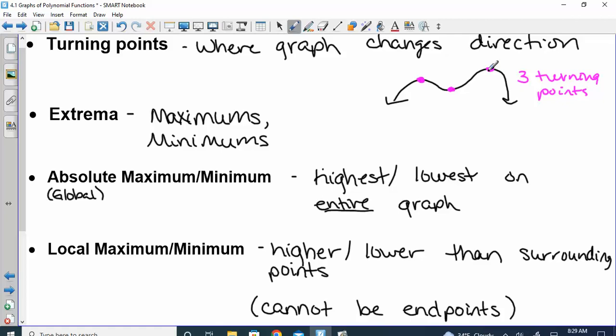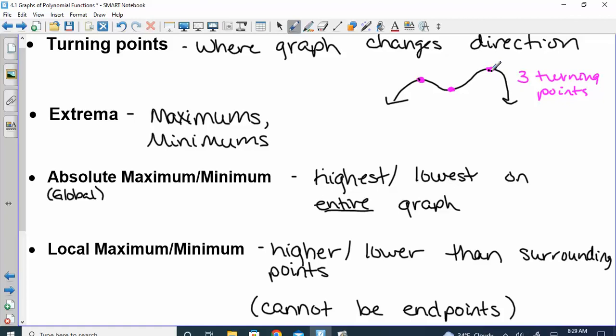Does it have any local mins? This would be a local min. It's not the lowest point on the entire graph, but it's lower than the points surrounding it. What about local max? Actually, both this one and this one would be considered a local max, because they're both higher than the points surrounding it. So it is possible to be both the absolute and a local at the same time.